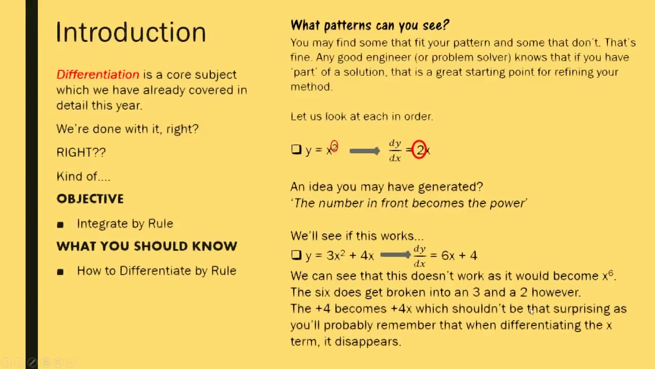Interesting. The plus 4 becomes 4x, which should be surprising. I should probably remember that when differentiating the next term, the x disappears. So when you differentiate a 4x, you just get a number. So if you see a number and you're going to do the backwards way of it, you mightn't be surprised to say, oh, you just stick the x back on.